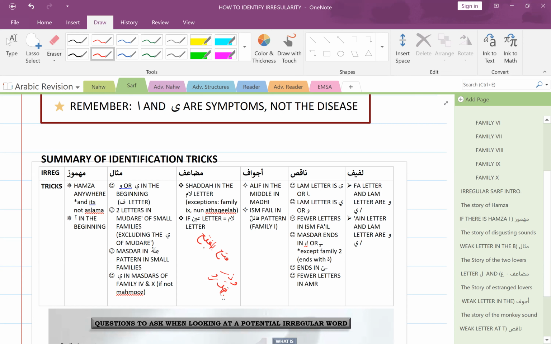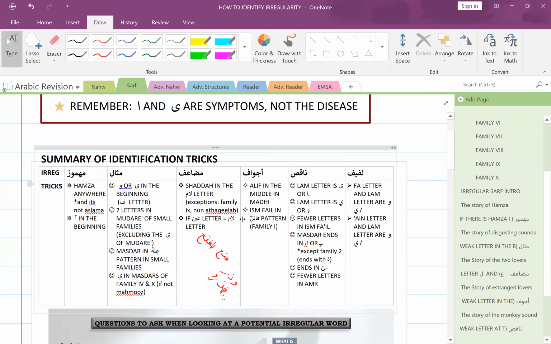Muda'af is the easiest. Muda'af, when you see a shadda on the last letter, it's the last letter and there's a shadda on it. Dead giveaway, that's a muda'af, except if it's nuna thaqila. We know nuna thaqila has a shadda, so you have to determine, is it family 9? Because family 9, you know, ahmarra, yahmarru, of course that's still muda'af, but it's just for the family of colors. So if it's not family 9 and it's not nuna thaqila, then it's definitely muda'af.